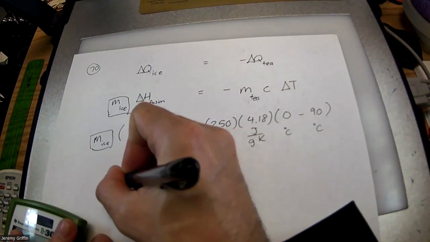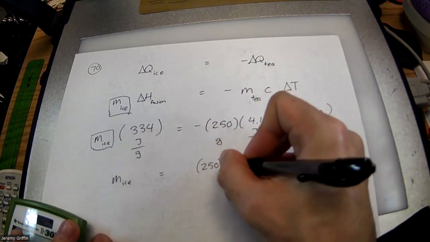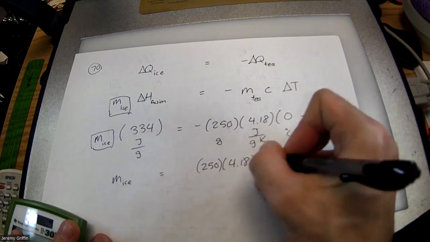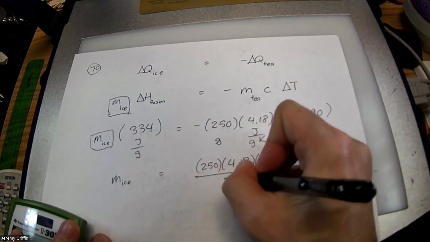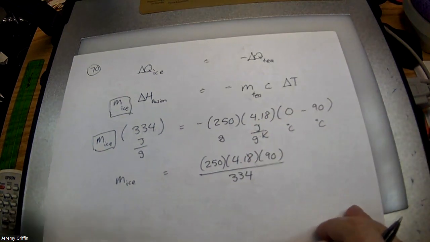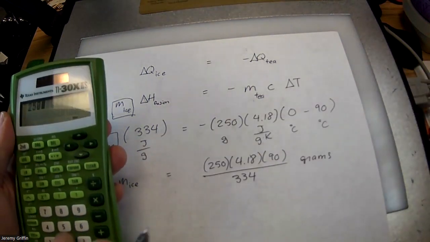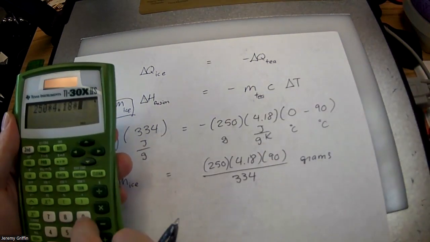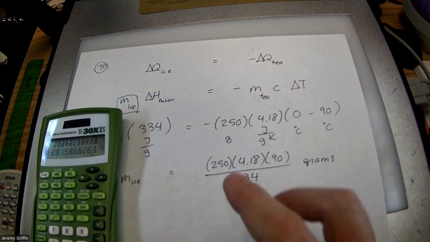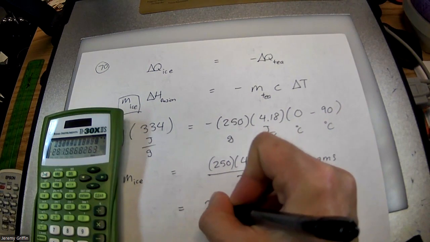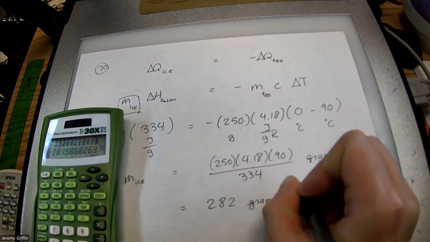So mass of ice is, let's see, 250, 4.18, 90, all divided by 334, then negatives cancel. So this would be some number of grams of ice. So I'm looking at 282 grams of ice.